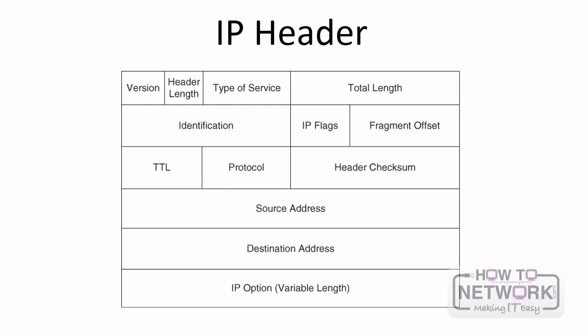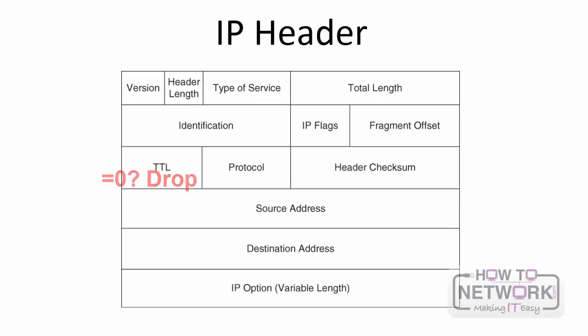Next is the IP flags field. This is a 3-bit field. The second bit of this field is the DF, or do not fragment bit, and that indicates that a packet should not be fragmented. Then there's the time to live field. This is an 8-bit field that is decremented by 1 each time a packet is routed from one IP network to another. If TTL ever reaches 0, the packet is discarded.